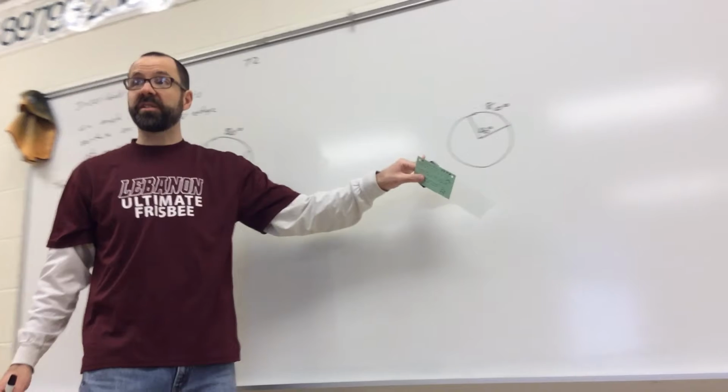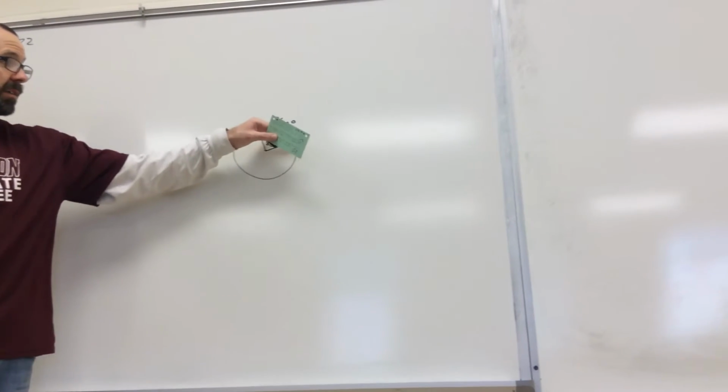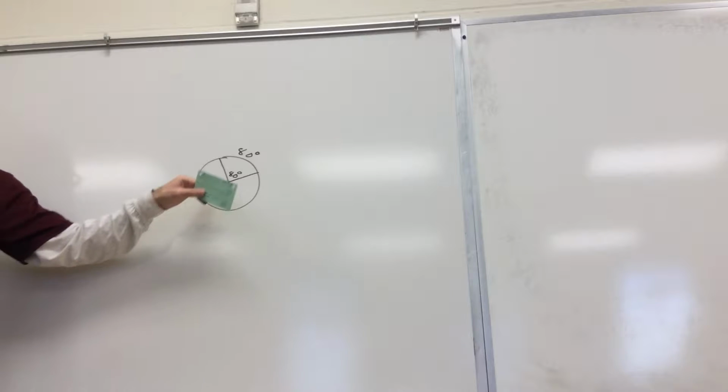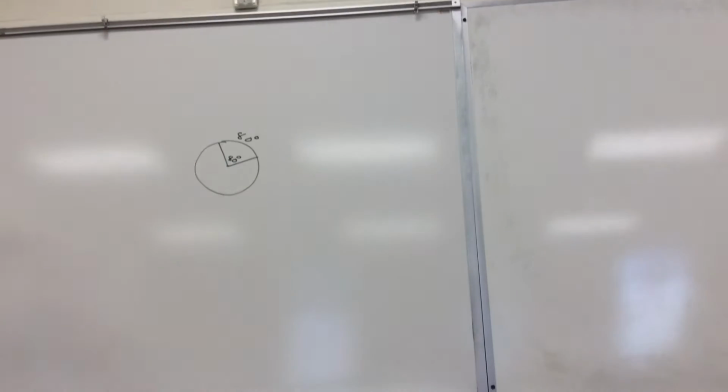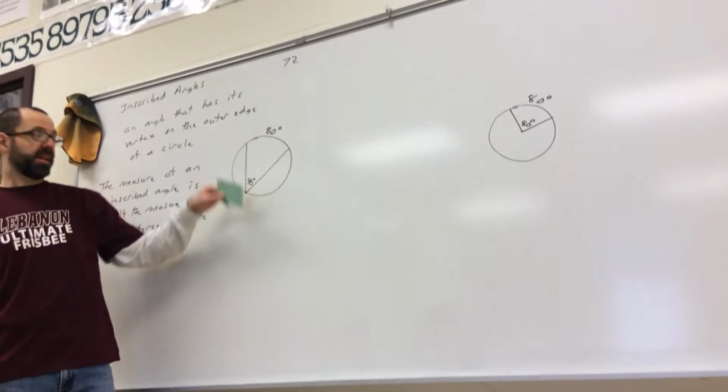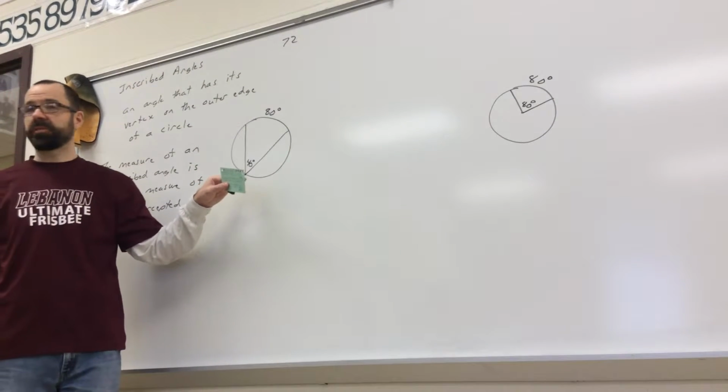So over here, when it's a central angle, the angle and the arc match up. They're both the same. In this case, both 80. But for an inscribed angle, they're not the same. If that's 80, that's 40. So it's half as much.